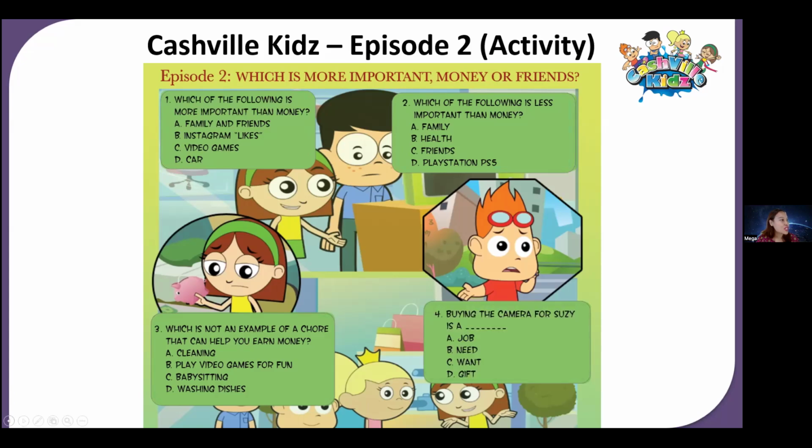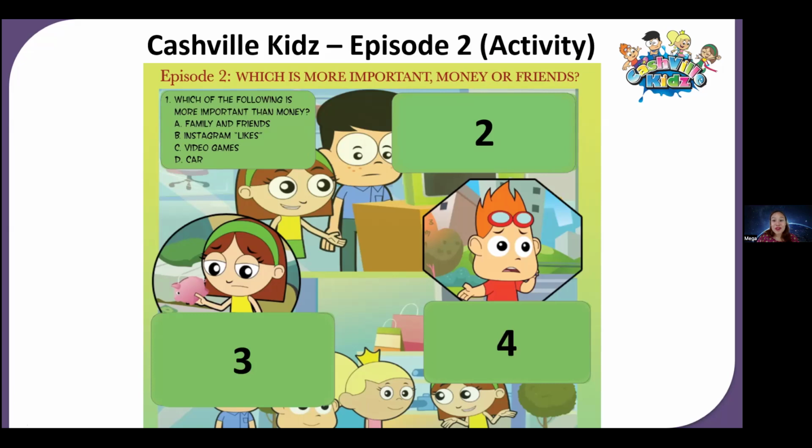Okay, so the first question, let's do this. Which of the following is more important than money? All right, so the first student that typed capital A, WL. Is that your answer? So WL, your answer is A. Which of the following is more important than money, family, and friends? Yes, okay. WL, your answer is correct.